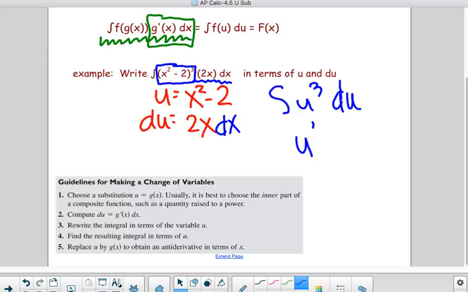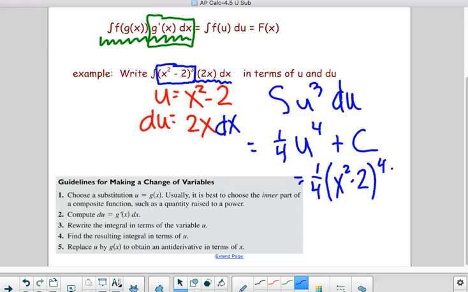I don't know what's in front. 1/4, and then what goes at the end? Plus c. You guys are used to the fact that usually when you do a u substitution, what do you do at the end? Plug back in. Yeah, switch it back. So it really equals 1/4 your u, which is x squared minus 2 to the fourth, plus c.